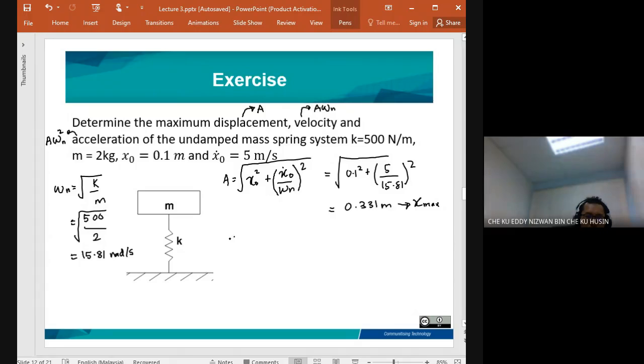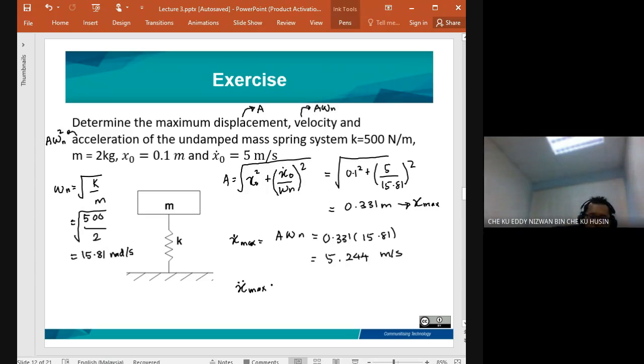Now we want to calculate the maximum velocity. X dot max is equivalent to A omega n, which is 0.331 times 15.81. So this one you will get 5.244 meter over second.